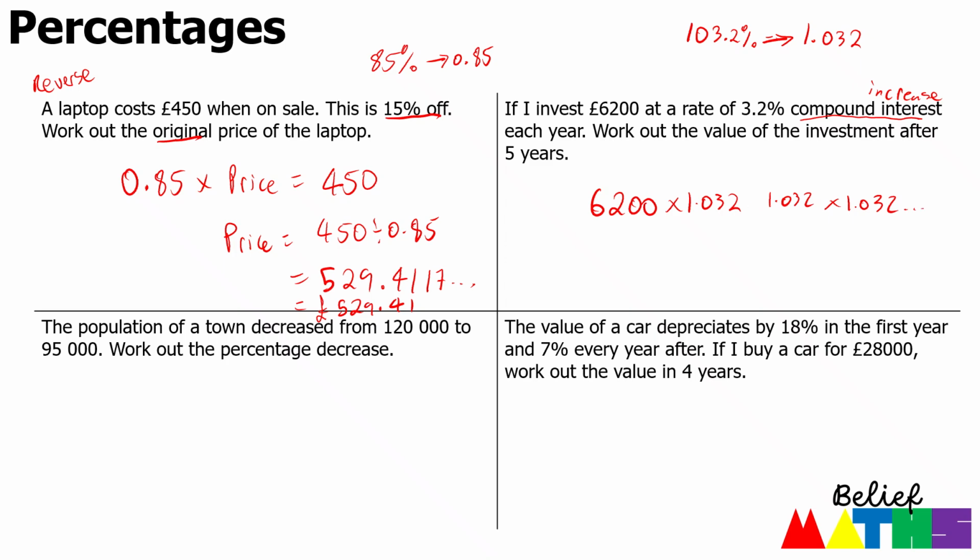We can use our laws of indices to make this a little bit quicker for ourselves. We write our multiplier once, and then we just do that to the power of 5, because we want to do that 5 times. And then when we work out the answer, again, we're working with money, so 2 decimal places, £7,257 and 55p.